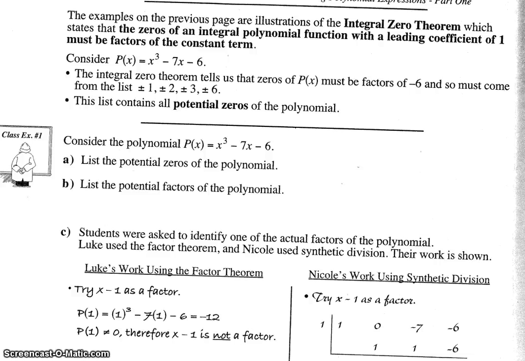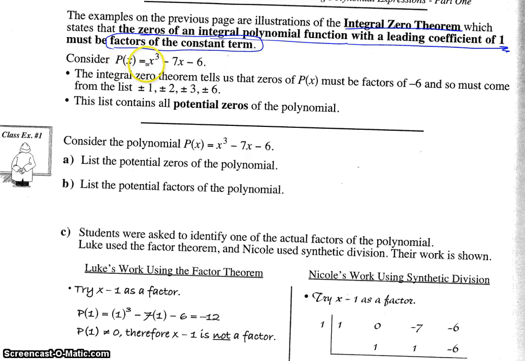All right, let's look at the next page. Okay, so that leads us to what is the integral zero theorem. The integral zero theorem states that the zeros of an integral polynomial function, and you remember what integral was, when the coefficients are integers, with a leading coefficient of 1, okay, that's a condition, must be factors of the constant term.